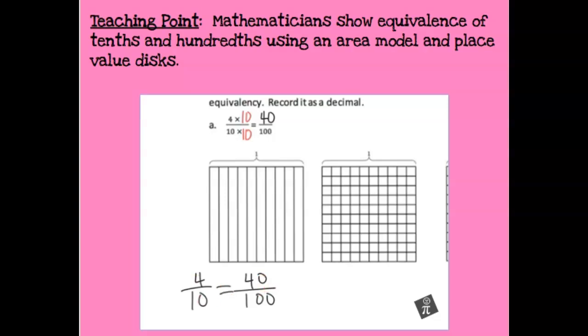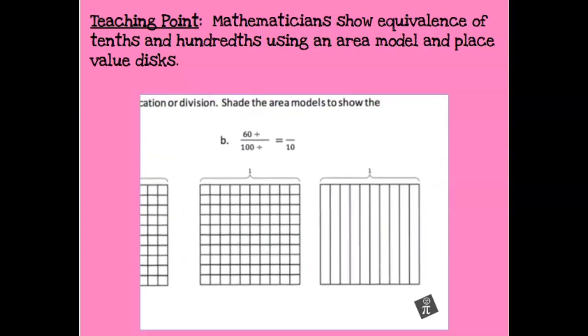How do we know? Well, we're going to shade that in. So first we're going to shade in 4/10, and 4/10 looks like this. 1, 2, 3, 4. There's our 4/10. And now we're going to shade in 40 hundredths. So what does 40 hundredths look like? Well, 40 hundredths looks like this. Well, that's 10 hundredths, 20 hundredths, 30 hundredths, 40 hundredths. So we can see that 4/10 is equivalent to 40 hundredths.